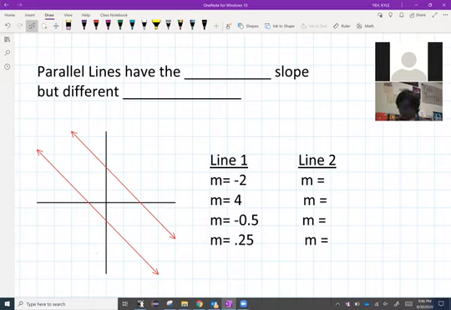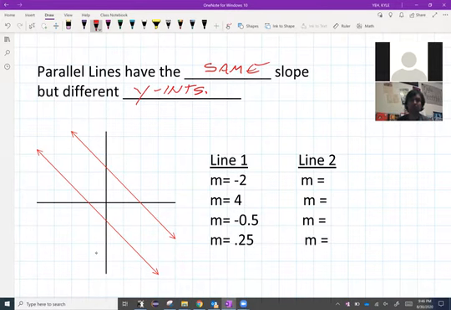Last bit of knowledge for this section has to do with parallel and perpendicular lines. And hopefully you remember those words from geometry. And you might already know this, but I'll refresh it and go over it again anyway. Parallel lines have the exact same slope, but different y-intercepts. I'll just abbreviate there, y-ints. Parallel lines have the same slope. That makes sense because parallel, remember, means they are never going to meet.